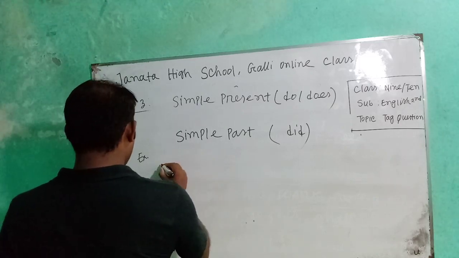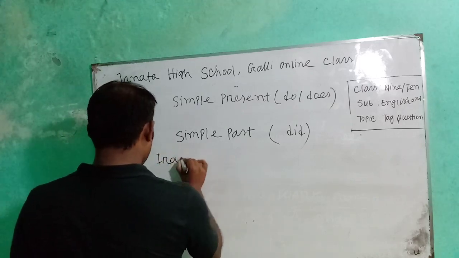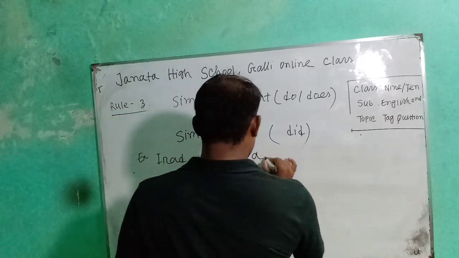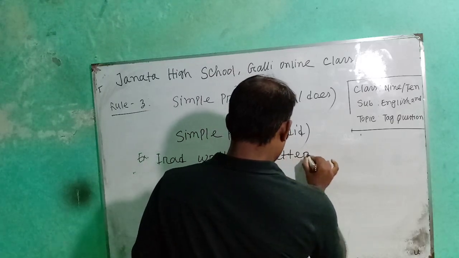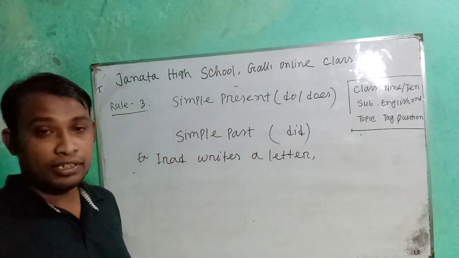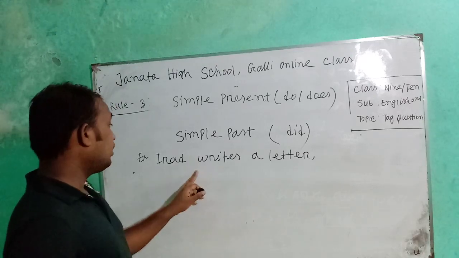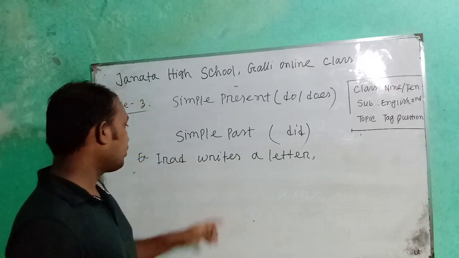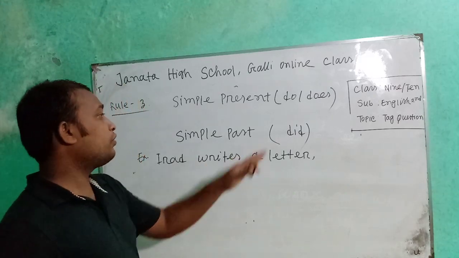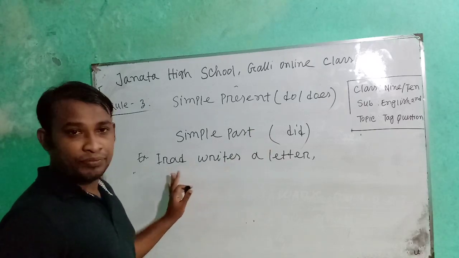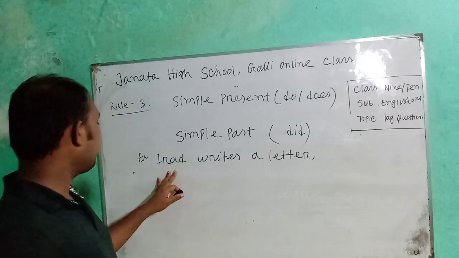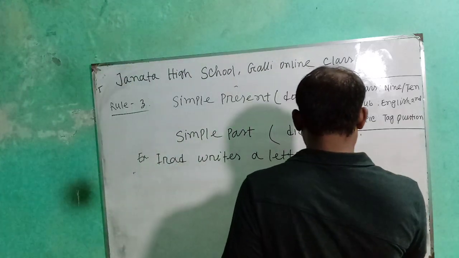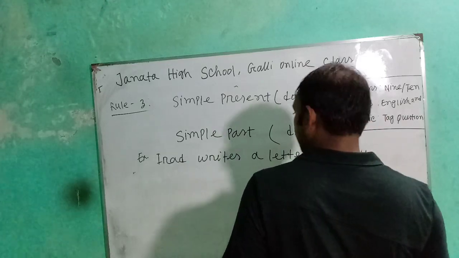Let's take some examples. Irad writes a letter. There is no auxiliary verb in this sentence. Write is a principal verb, so we have to use do or does. Irad, the subject, is third person singular number, so we have to use does. Doesn't he?